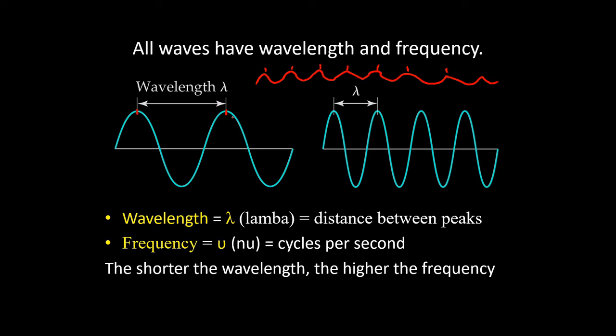Things like radio waves, especially very long radio waves, can have wavelengths that are meters long, or even thousands of meters long. Or you can have other waves like sound waves, where the wavelength, depending on the frequency, could be just maybe a couple centimeters or even shorter.